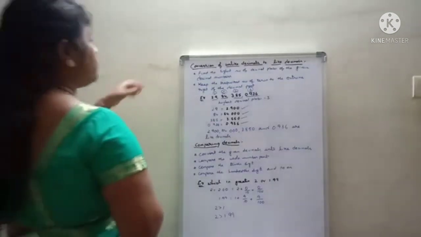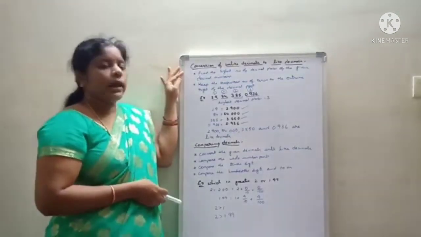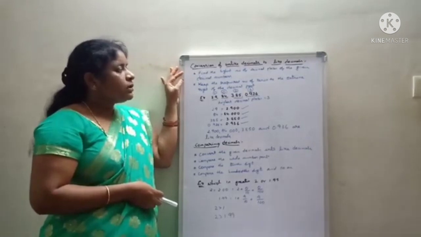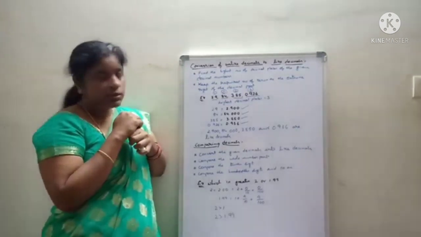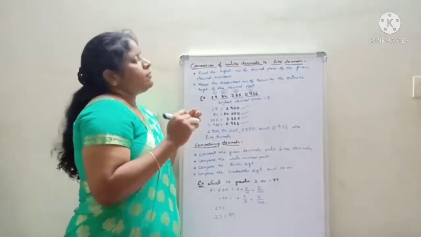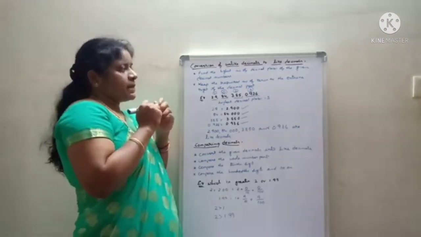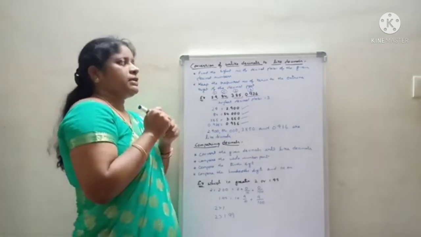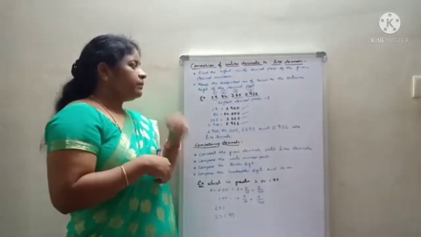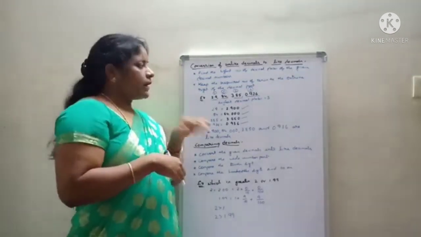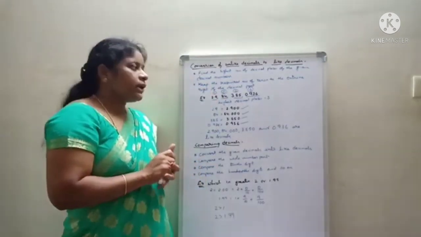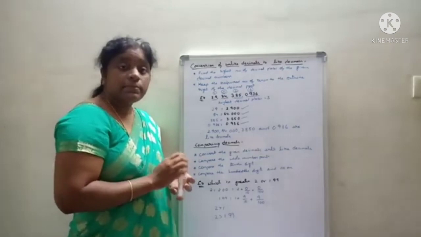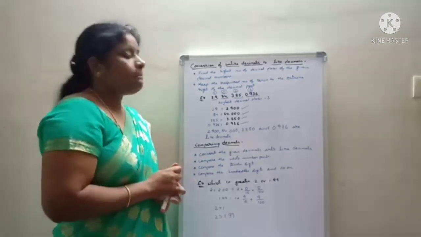Okay, conversion of unlike decimals to like decimals. First of all, find the highest number of decimal places of the given decimal numbers. So what is the first condition? Find the highest number of decimal places of the given decimal numbers. And the second one: if they are not like decimals, then keep the required number of zeros at the extreme right of the decimal part.